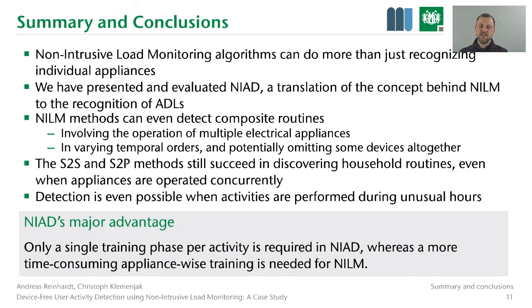So in a nutshell, the major advantage of NIAD is that we have only a single training phase in which it'll automatically adapt to the typical household routines, to the typical user activities in the geographic area of interest, and then recognize that in household aggregate data without the need for the appliance-by-appliance training that we usually need in NILM. Well, that's it from my side.